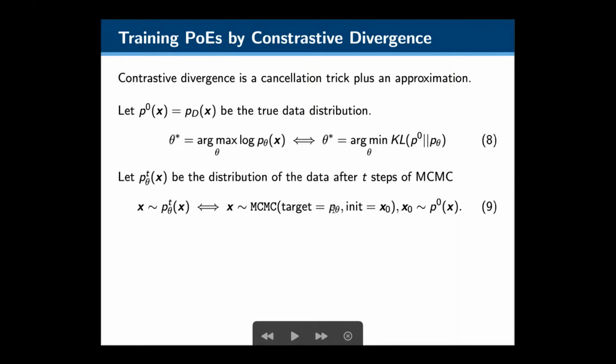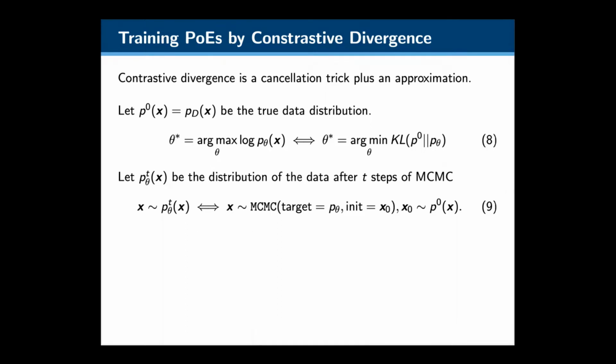With target distribution P theta, that's the distribution implied by your model. You set that up, and then you draw a sample from this Markov chain by simulating this chain for T steps, where T is a fixed number that you choose at the beginning of your training. And that defines the distribution PT. So PT is just, if you imagine evolving your Markov chain, the marginal distribution of the samples of this Markov chain at step T.